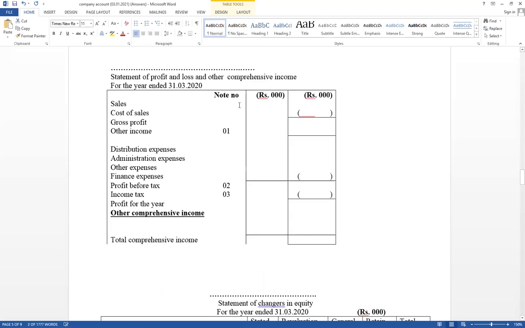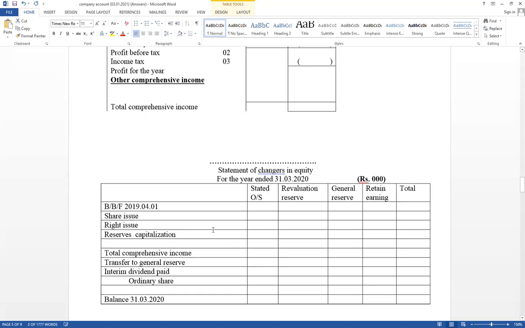This is the format for the income statement as well as the statement of change in equity.